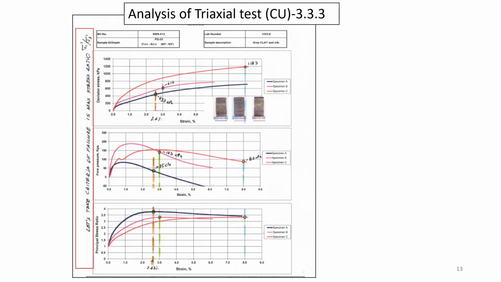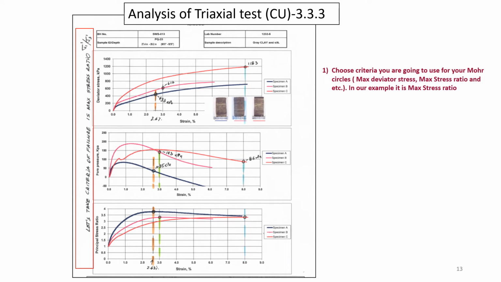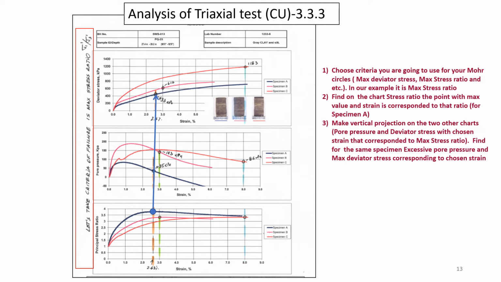Okay, so let's analyze one example of triaxial, just one, because in the second part I'm going to give you different scenarios and different kinds of options. Let's assume in this specific case we take maximum stress ratio for calculation of our deviator stress and excess pore pressure. Let's take sample A. Pick up this point, you see, because we took it as a criteria. Make a projection on the same curves for sample A to find the excess pore pressure and deviator stress.